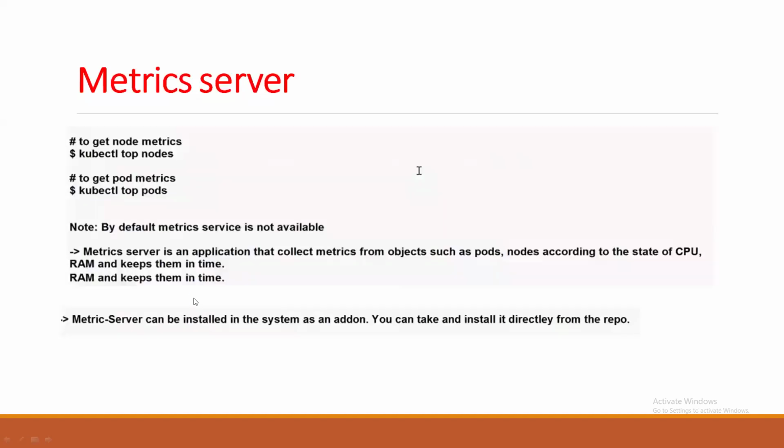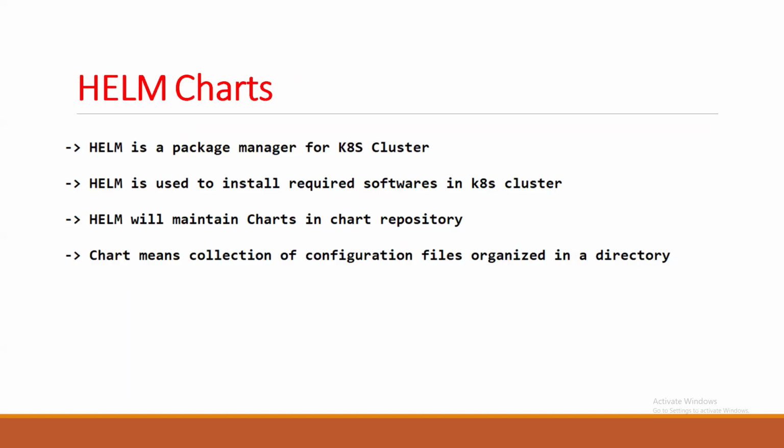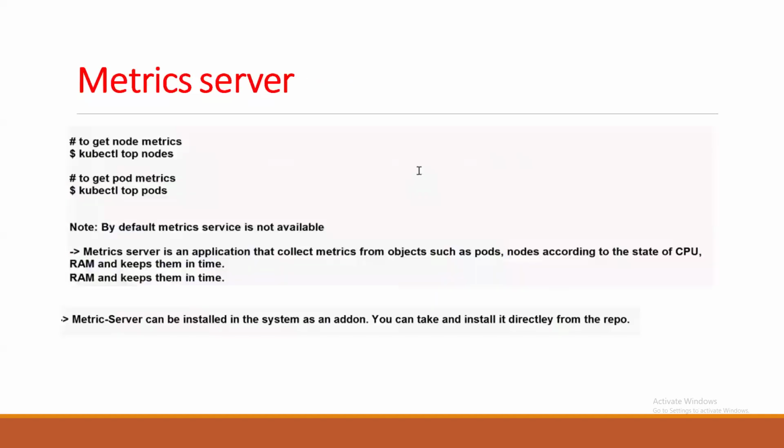So what is a metric server? A metric server is used to get the data on the Kubernetes cluster. With kubectl top nodes, we get node metrics, which means the CPU and memory utilization for the nodes. With kubectl top pods, we get metrics for the pods. By default, the metrics server is not available.